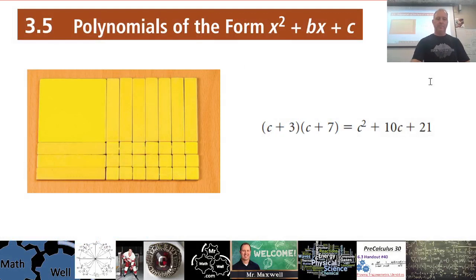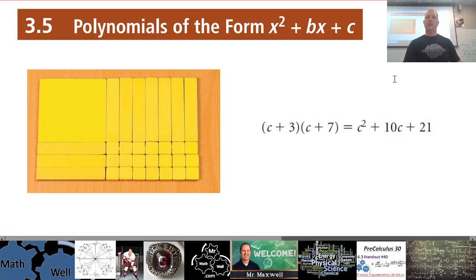All right, here we go. 3.5. We are going to take a look at 3.5 today: polynomials in the form of x squared plus bx plus c.